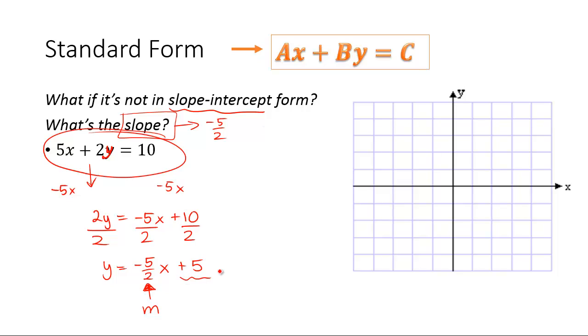In this case, our y-intercept is at 5, meaning at 0 for x, you have 5 for your y. Because we know that point exists, we can start there and we can travel down 5, right 2. Down 5, right 2. And there's the line.